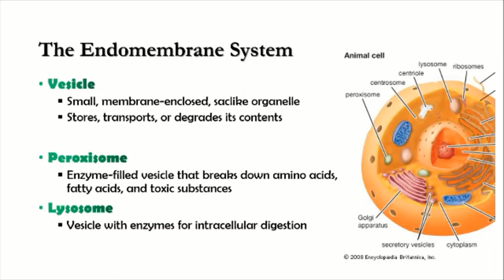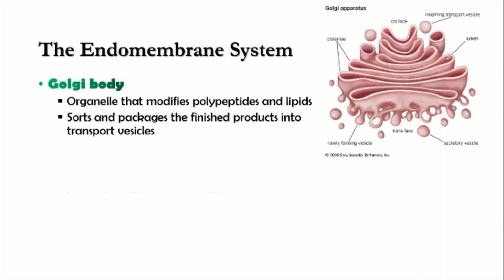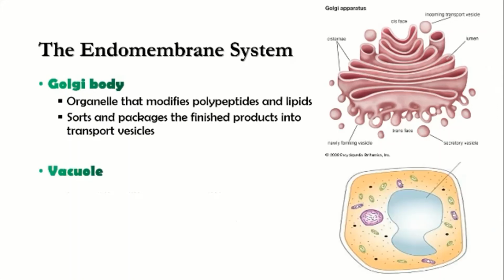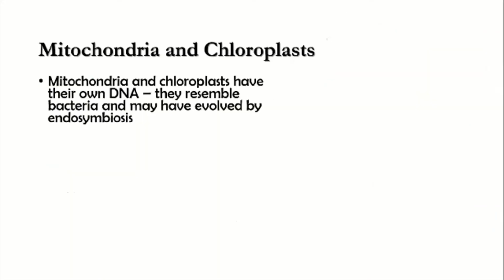Let's go to other parts of the endomembrane system. We also have the Golgi body. This also looks like the endoplasmic reticulum; however, they are separate. The Golgi body is an organelle that modifies polypeptides and lipids, and sorts and packages the finished products into transport vesicles. Now, the vacuoles are fluid-filled organelles that isolate or dispose of waste, debris, or toxic materials out of the cell.